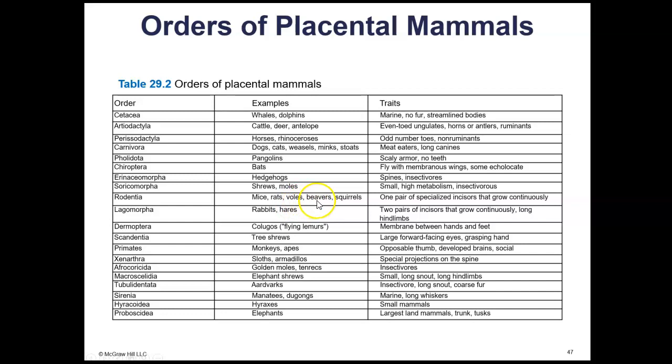But the mice and the rats are in the order Rodentia. And voles and beavers and squirrels, you may not realize that beavers are rodents, and squirrels are rodents. But I have always said that a bat is just like a mouse with wings. I thought it was a rodent until I saw this information. So bats are actually not mice with wings. They are not even rodents. They are in the order Chiroptera. So actually it makes me feel a little bit better about bats. Not a lot, but a little bit.